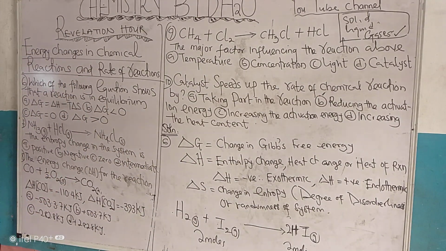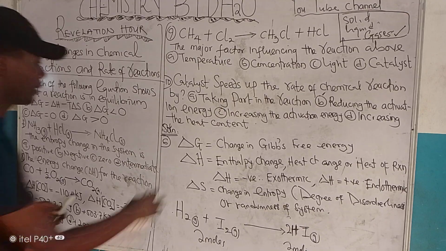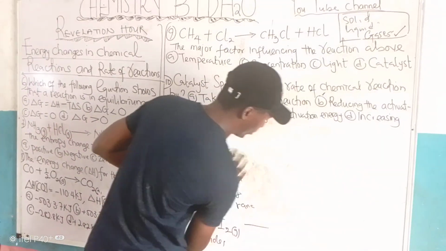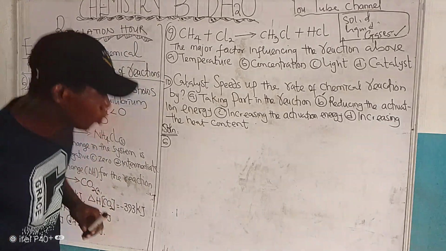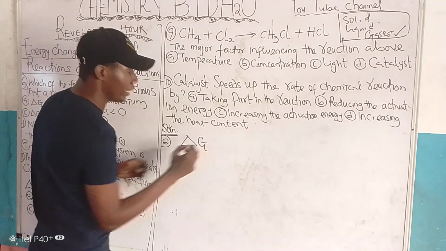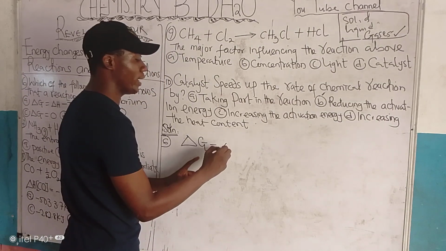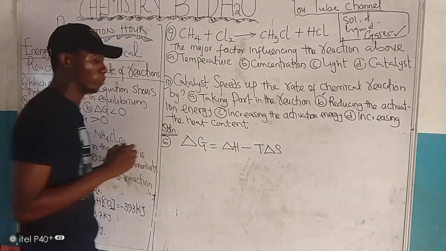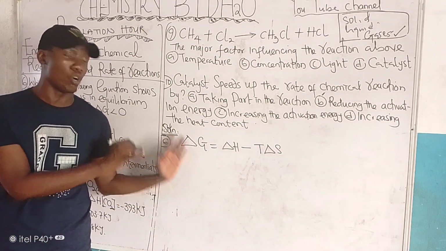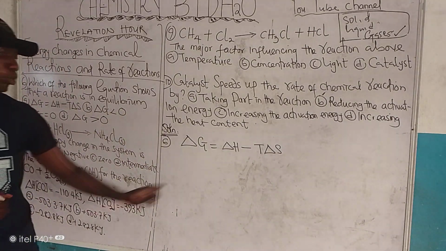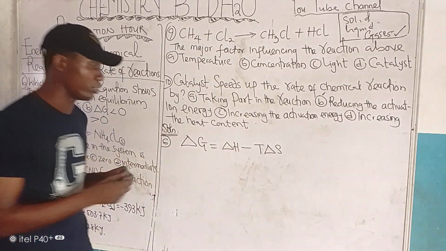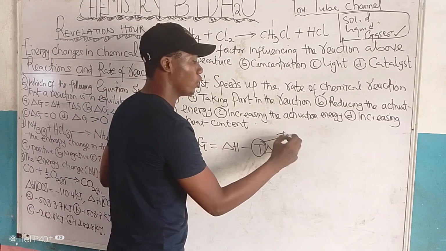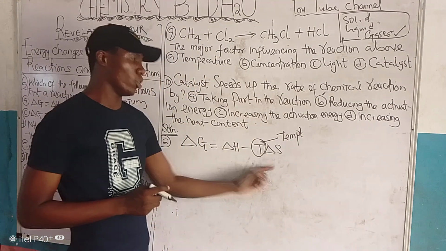Now let us quickly answer this question. The question says, which of the following equations shows that a reaction is in equilibrium? How do you know that a particular reaction is in equilibrium? Very easy. Remember I told you that this is called your Gibbs free energy, and it is equal to enthalpy change minus temperature times the change in what? Entropy. This is the formula for your Gibbs free energy. I've told you what these meant. This T signifies your temperature, and this is your entropy change.